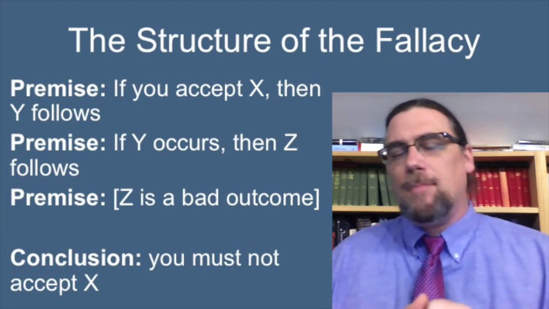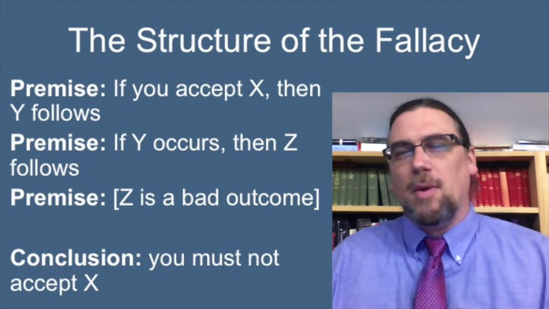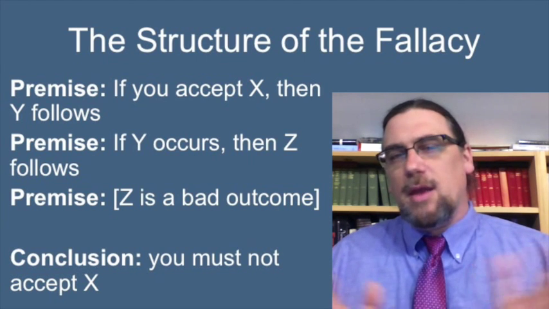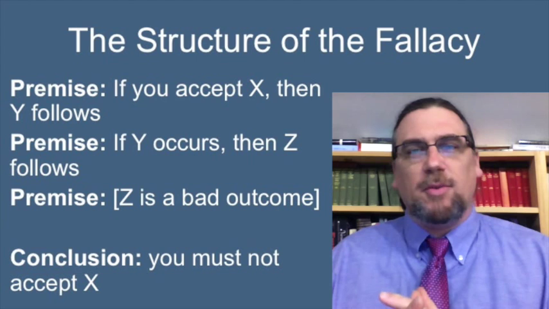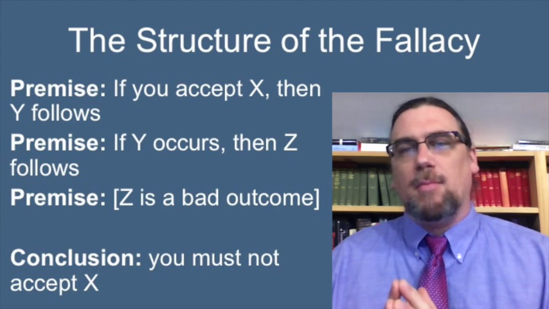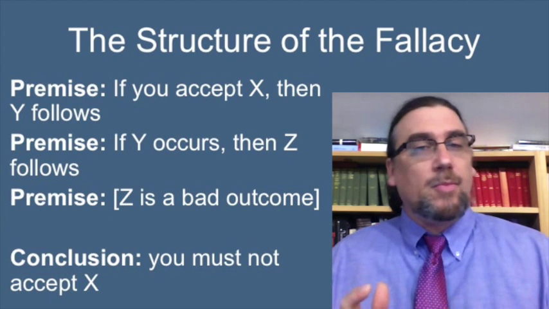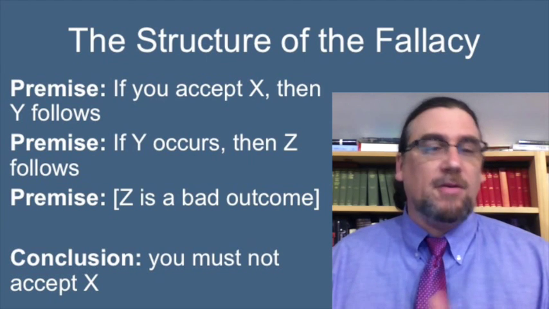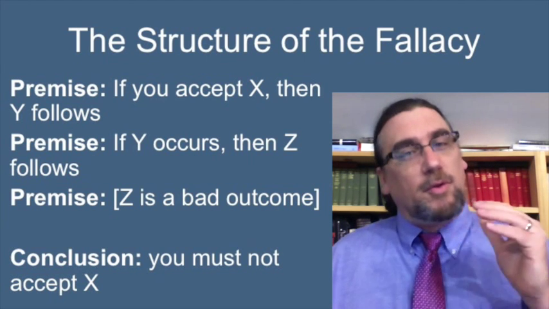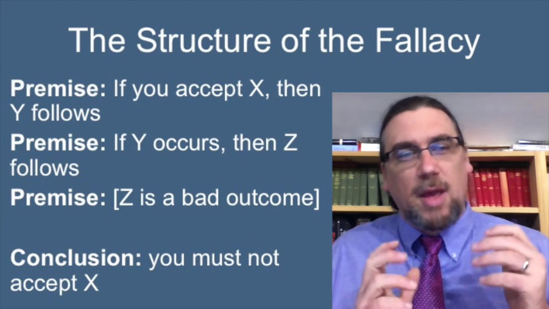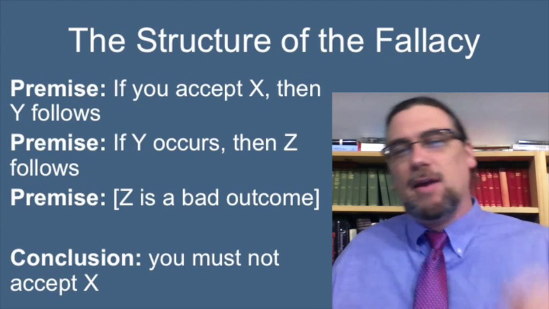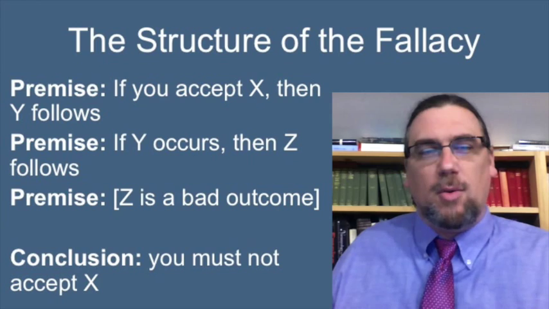And here's where we get to the bottom of the slope. This could be an implicit premise or it could be an explicit premise. Z is a bad outcome that we want to avoid. So the conclusion of this argument is don't accept X. Don't take that first step. Don't begin the process because you're going to wind up at Z and you don't want to be there.